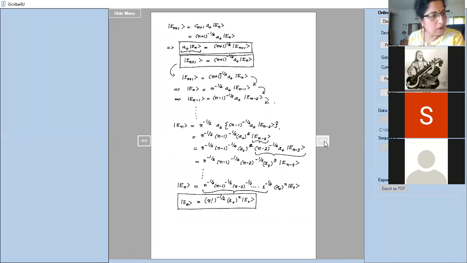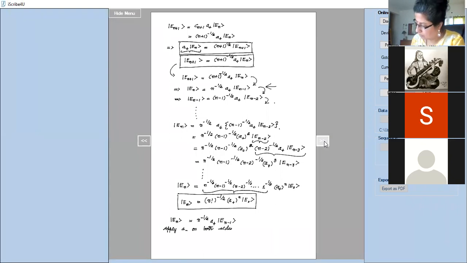We have over here your En. I'm basically picking up this particular formula here, this one here. I hope everybody can see it. En is equal to n to the power of minus half A plus En minus 1. Now what we will do is apply A minus on both sides. Is that kind of visible?